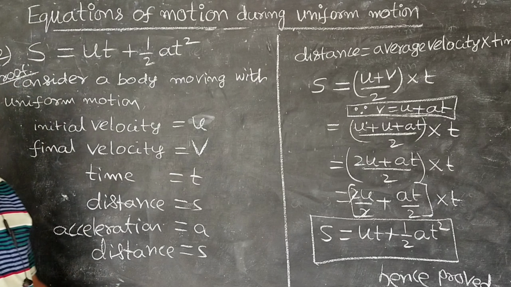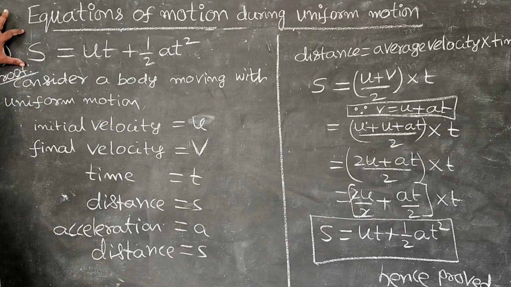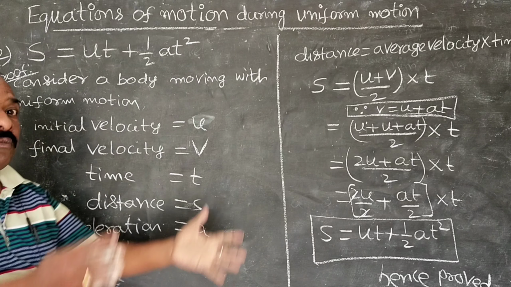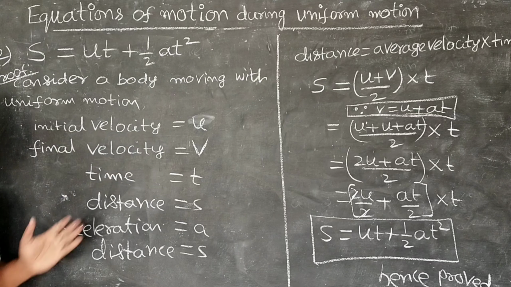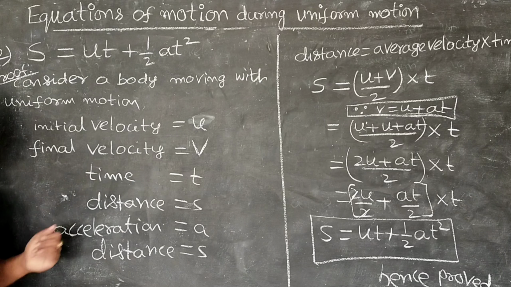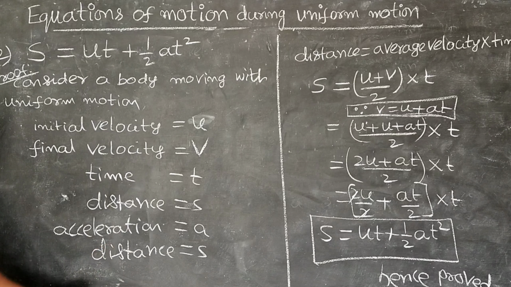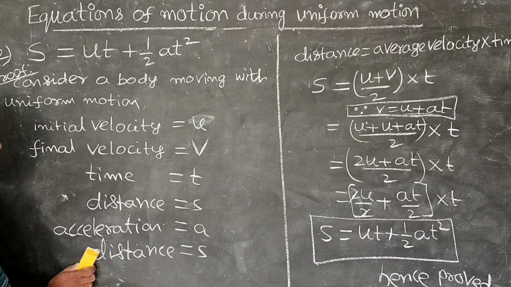So first equation of motion, similar to the second equation of motion also. Derive s equal to ut plus half at square. Consider a body moving with a uniform velocity. Initial velocity u, final velocity v, time t, distance s, acceleration a.